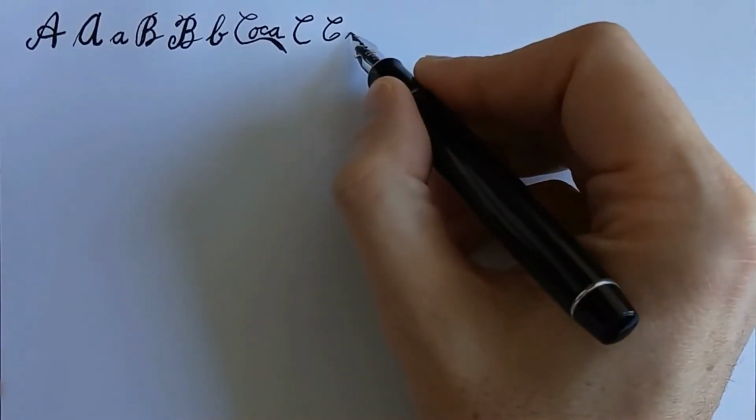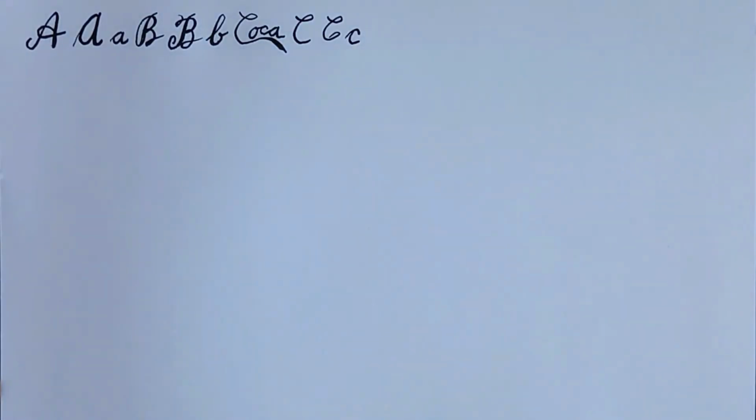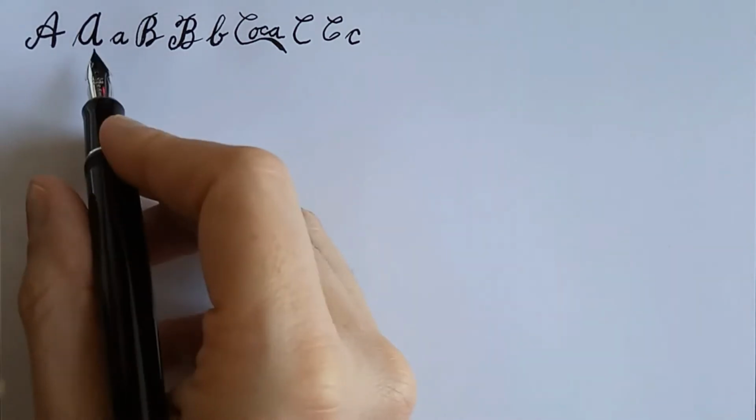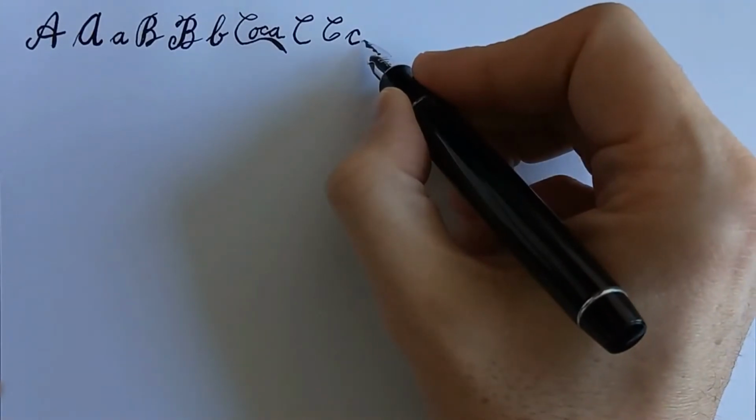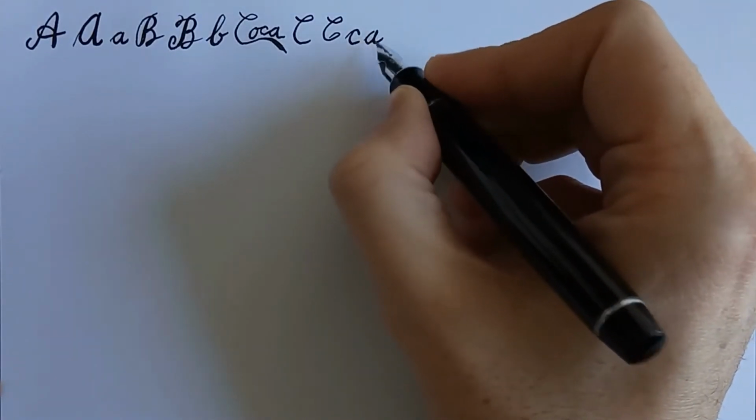The small c is like this. It's the same height as a small a. So a small a right next to it should look like this.